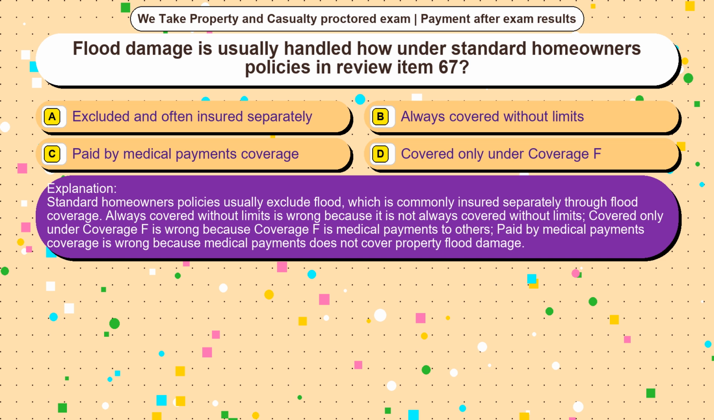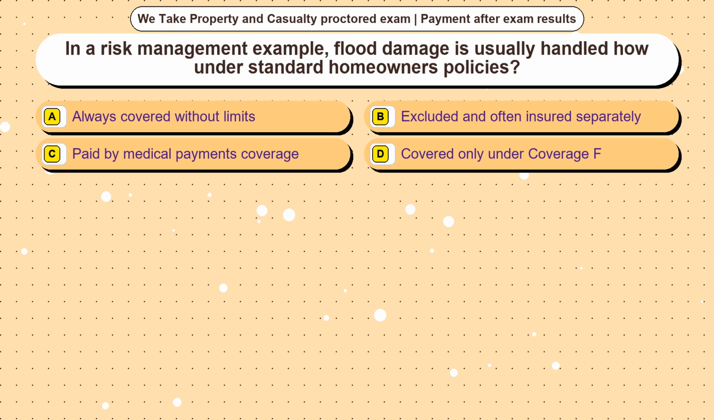Paid by medical payments coverage is wrong because medical payments does not cover property flood damage. Question 9. In a risk management example, flood damage is usually handled how under standard homeowners policies? Option A, always covered without limits. Option B, excluded and often insured separately. Option C, paid by medical payments coverage. Option D, covered only under coverage F.